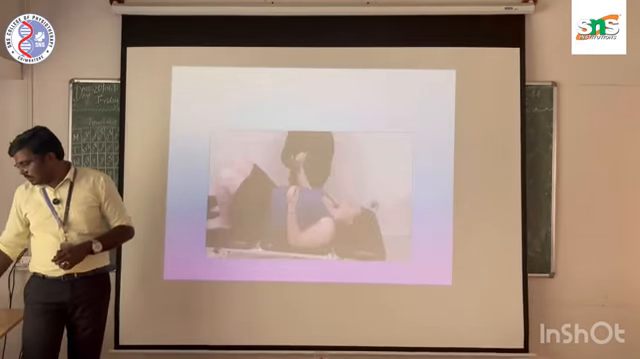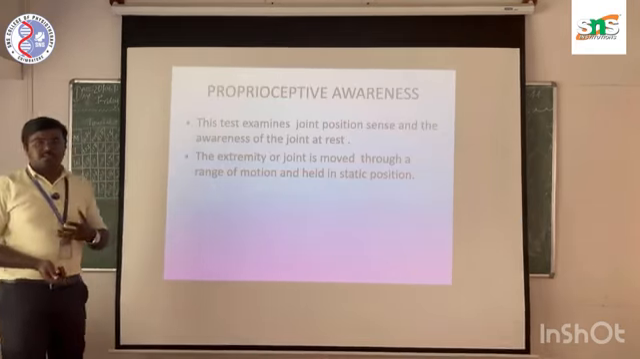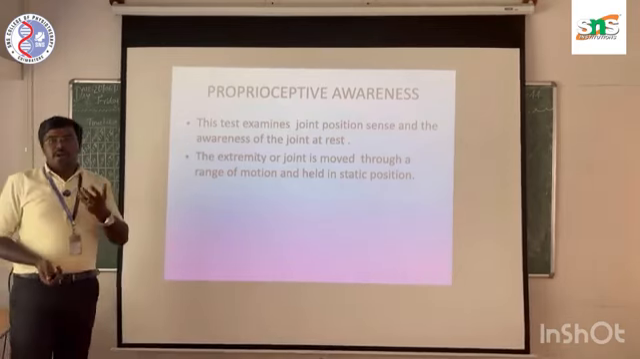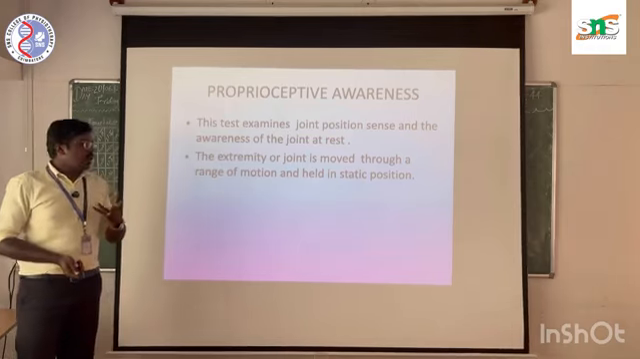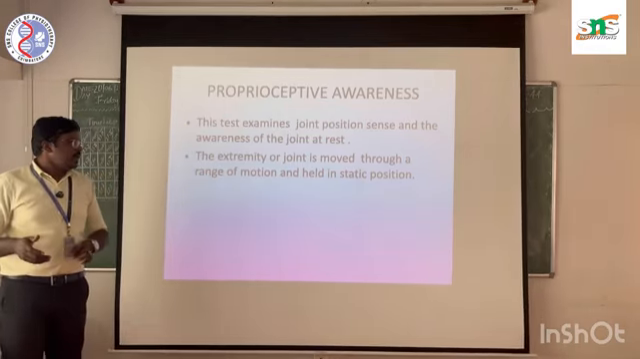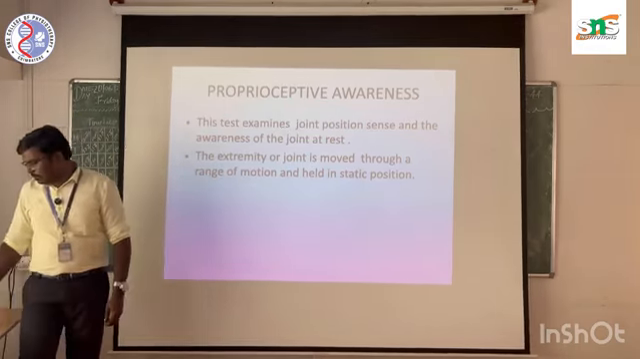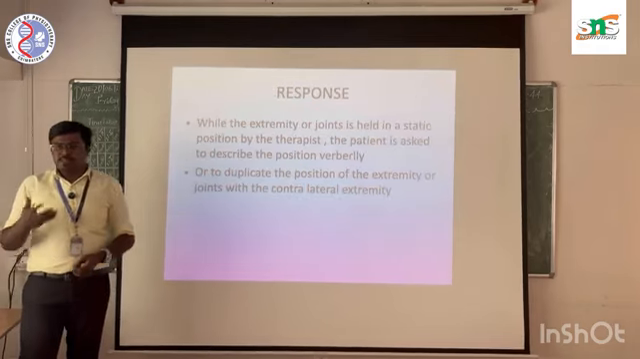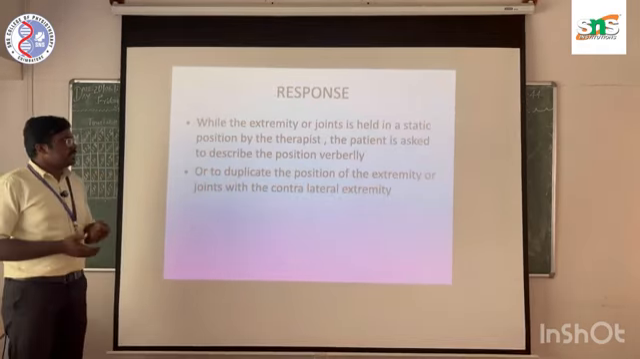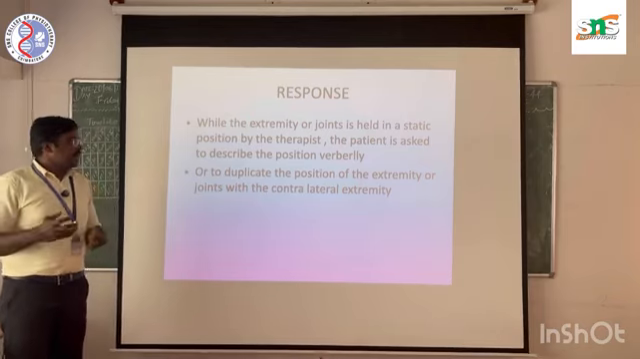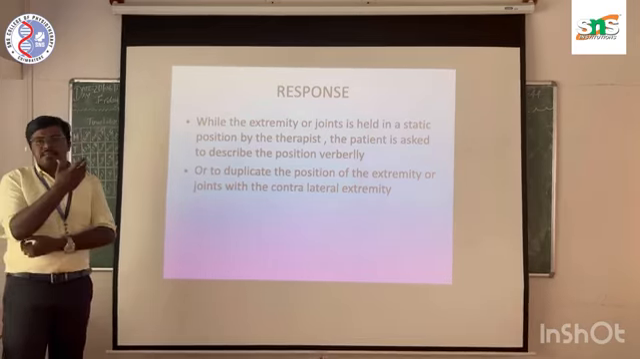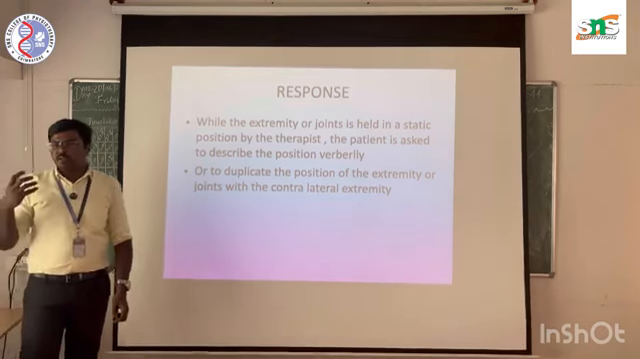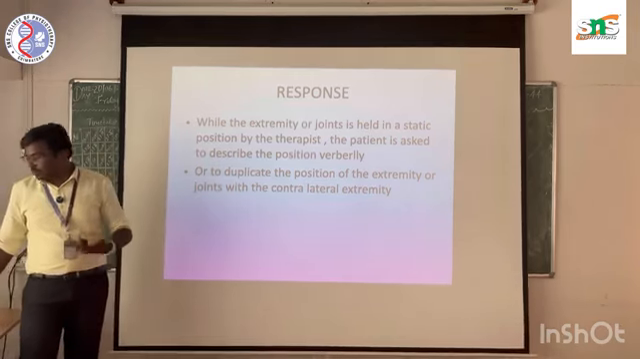Second, proprioception. This is the joint receptor or joint position sense, which we assess as the extremity or joint is moved through the range of motion and held in a static position. For the response, while the extremity or joint is held in a static position by the therapist, the patient is asked to describe the position of the joint verbally.